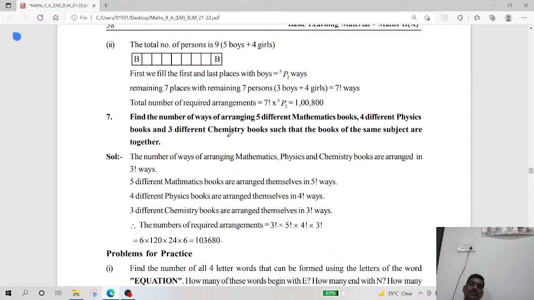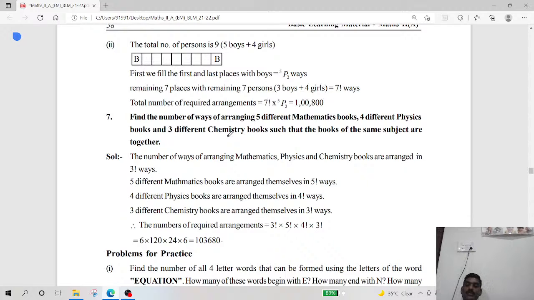Next, find the number of ways of arranging 5 different mathematics books, 4 different physics books, and 3 different chemistry books, such that the books of the same subject are together. So 5 is one set, 4 is one set, 3 is one set, totally 3 factorial. Internally 5 factorial, internally 4 factorial, internally 3 factorial.